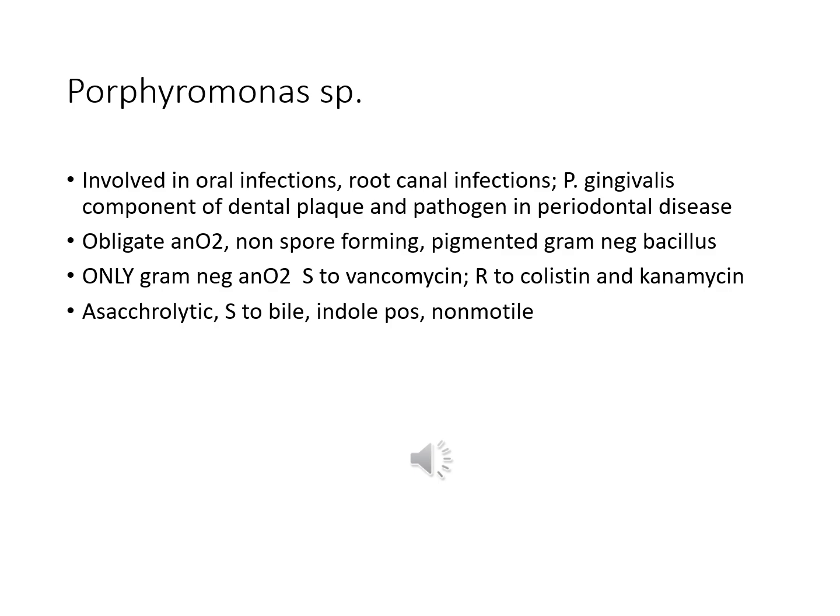Porphyromonas, these are typically involved in oral infections such as a root canal infection. Porphyromonas gingivalis is a component of dental plaque and is a pathogen in periodontal diseases. This is an obligate anaerobe. It's a non-spore former, and it can be pigmented. It is a gram-negative rod.